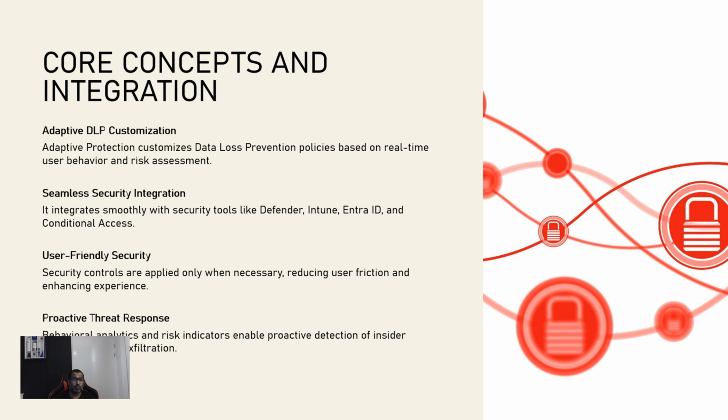It builds proper security controls, and they're applied only when necessary, based on the user behavior, the risk levels, and also the signals received from the already existing Microsoft ecosystem. As a result of that, you have a proper proactive threat response. The behavior analytics and the risk indicators definitely enable proactive detection of insider threats and data exfiltration. By leveraging the behavior analytics and risk indicators, adaptive protection enables organizations to respond proactively to insider threats and the data exfiltration risks that are happening.